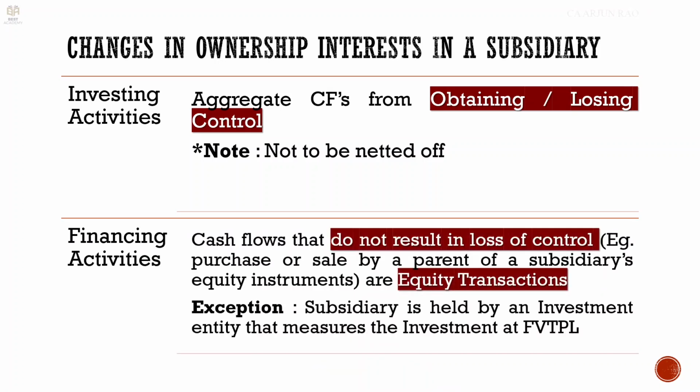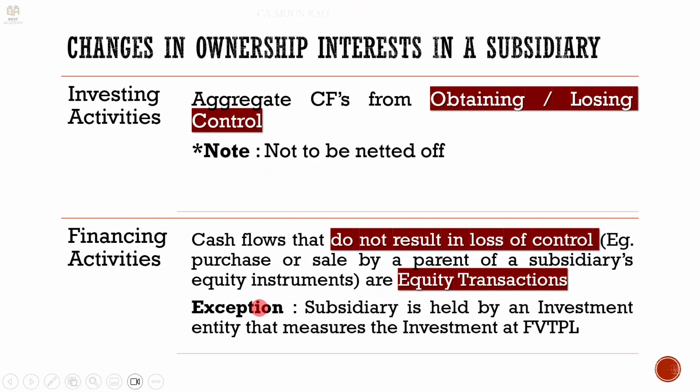So, cash flows that do not result in loss of control. The standard gives this category, do not result in loss of control. That does not use the word do not result in gaining control, because the presumption is you already have control. That's why it's phrased this way. So you just need to remember that purchasing or selling of shares by a parent of a subsidiary, that does not result in loss of control, they are equity transactions, therefore they are presented as financing activities.